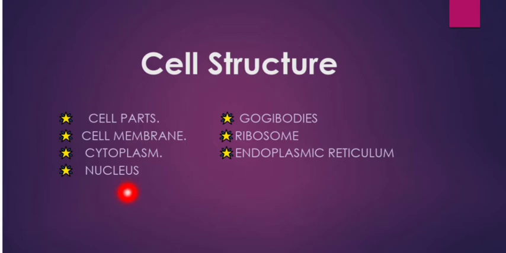The basic components of the cell are the cell membrane, cytoplasm and the nucleus. The cell membrane is also called the plasma membrane. It is the membrane which separates the cell from one another and also the cell from the surrounding medium.